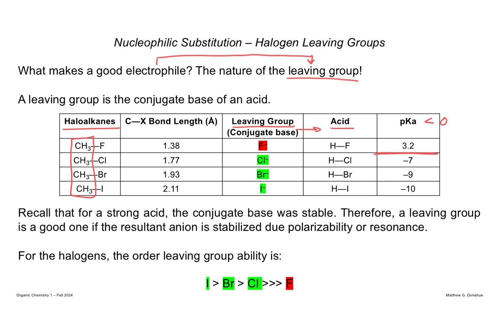Another argument that's used is the bond length. So iodine is a better leaving group than bromine because the bond length is longer, and iodine is much bigger. So when you're going down the group in the periodic table, the size of the atom increases. And so another factor in that is called polarizability.